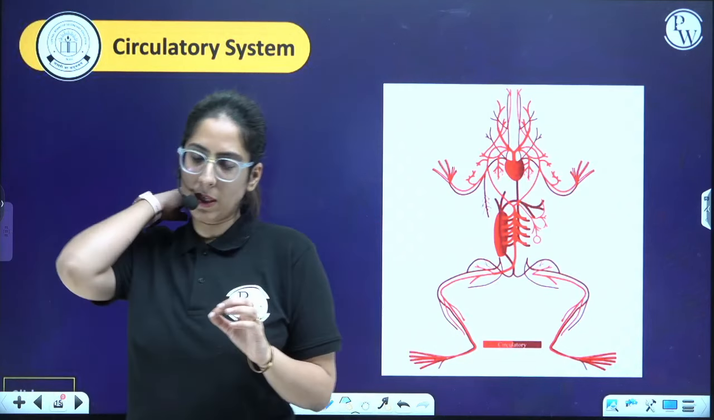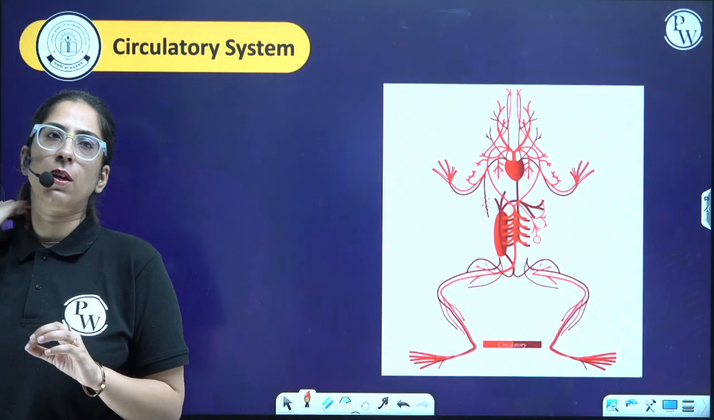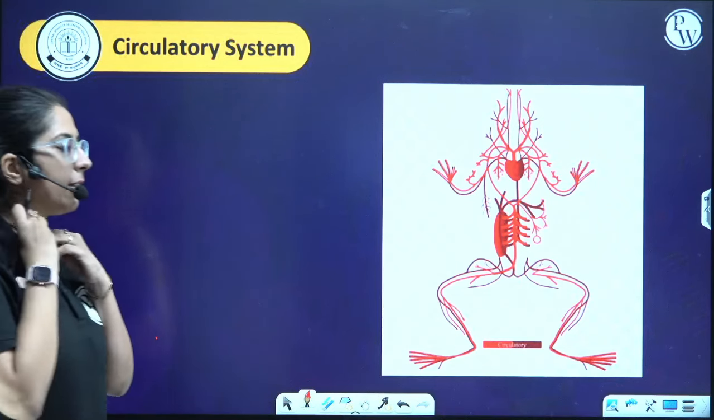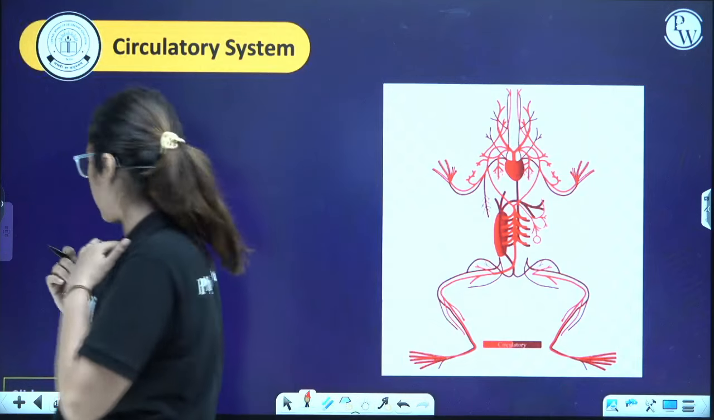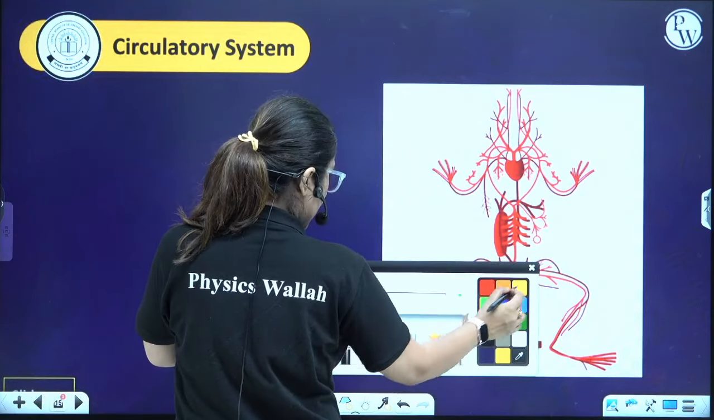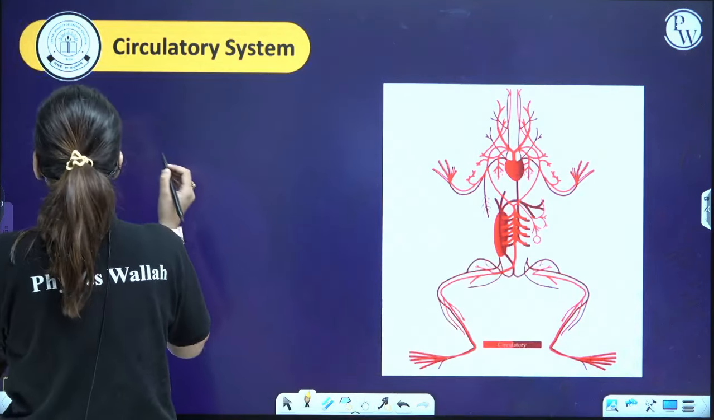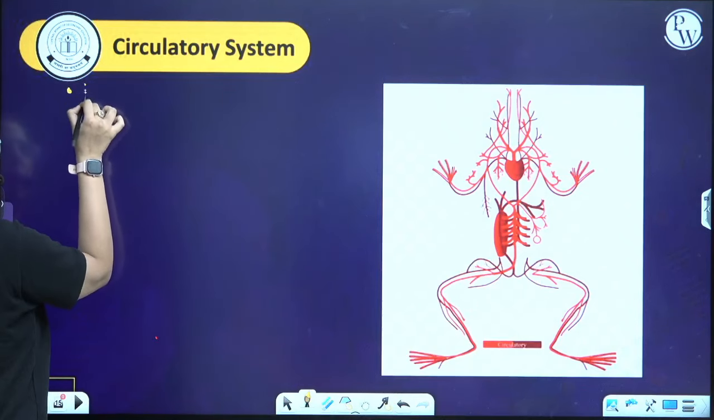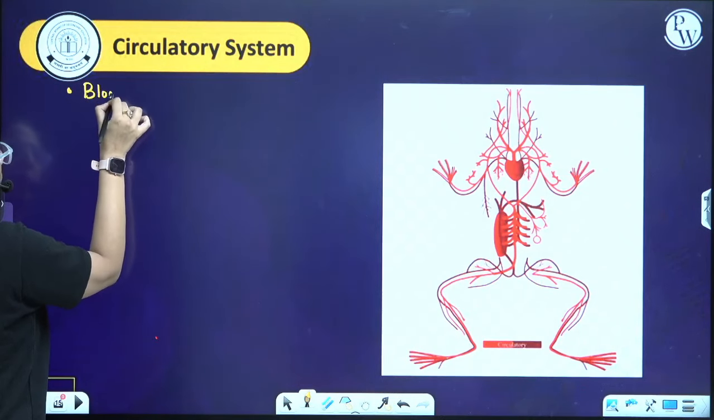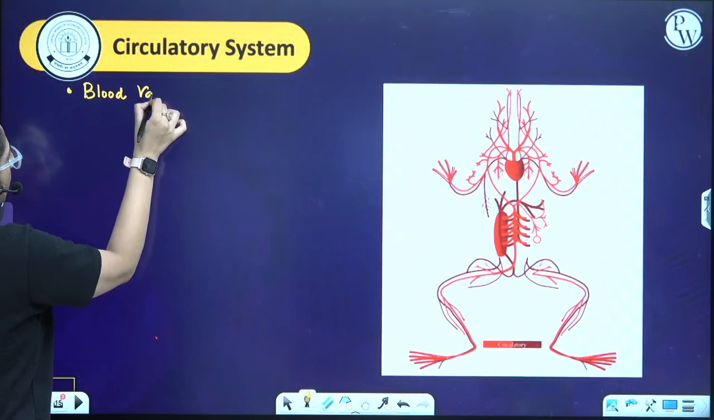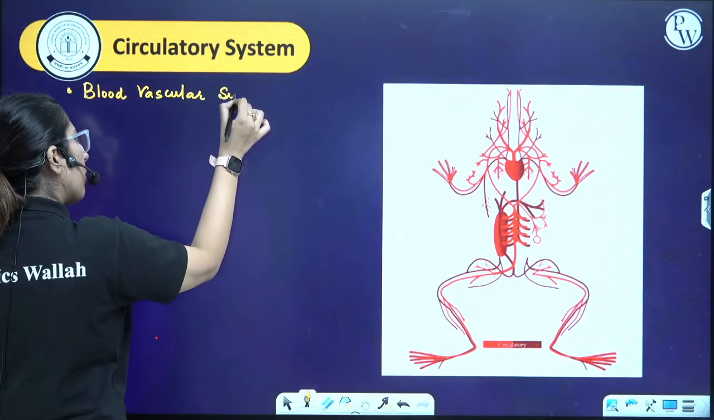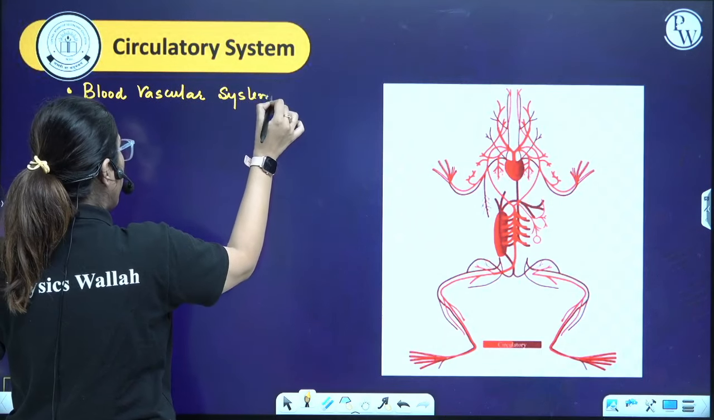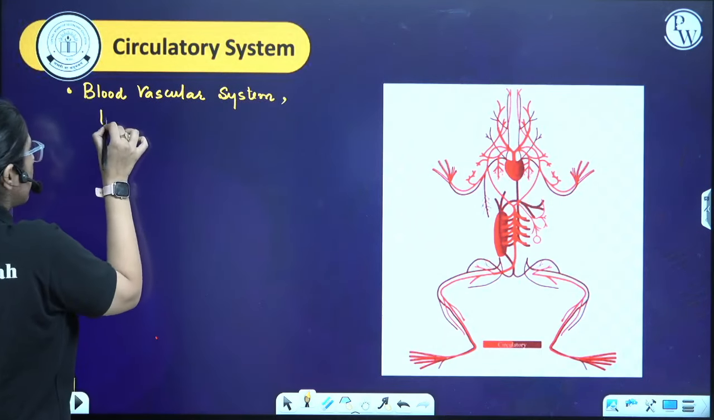These organisms are having a well-developed circulatory system. So, do they have blood? Yes, they do have blood. Blood is present in them. So, let's write. Circulatory system. So, they are having blood, vascular system. They are having a well-developed lymphatic system.